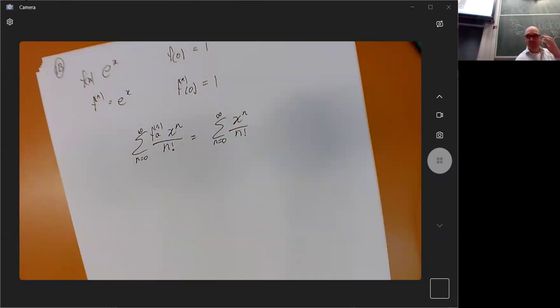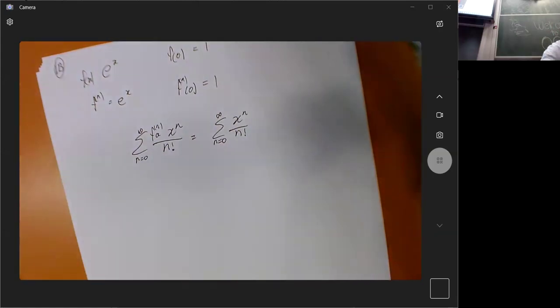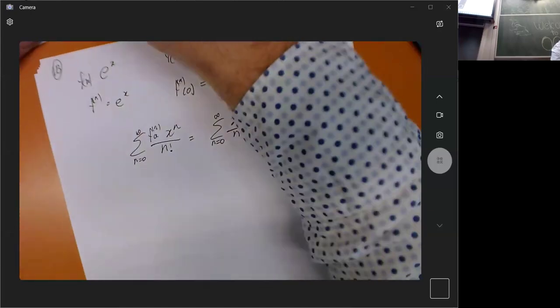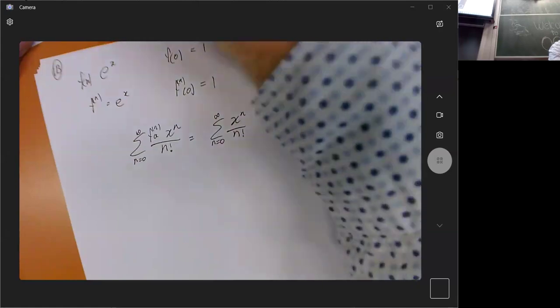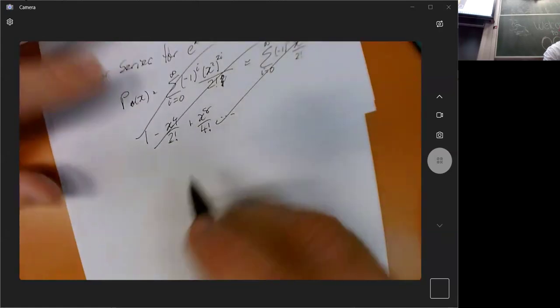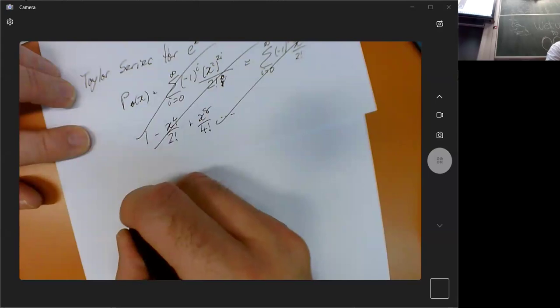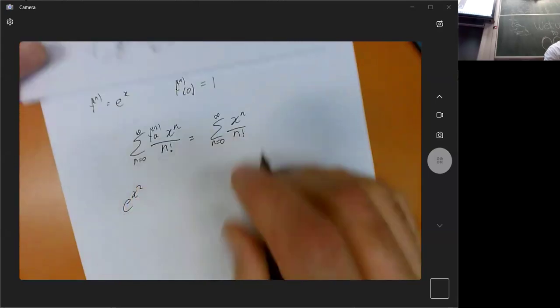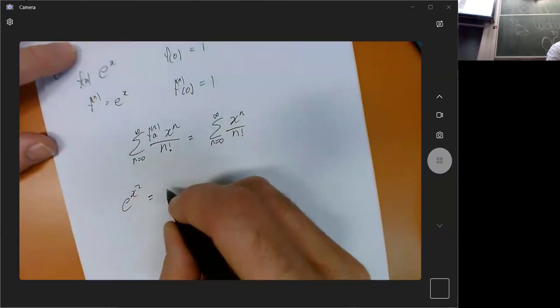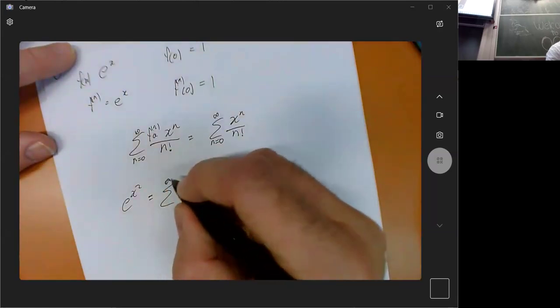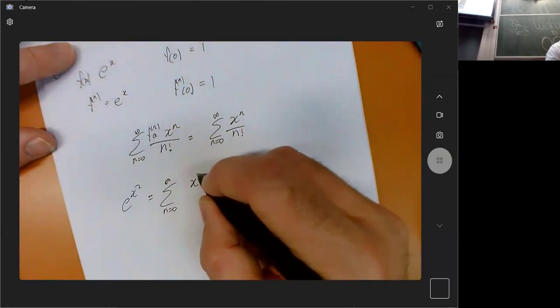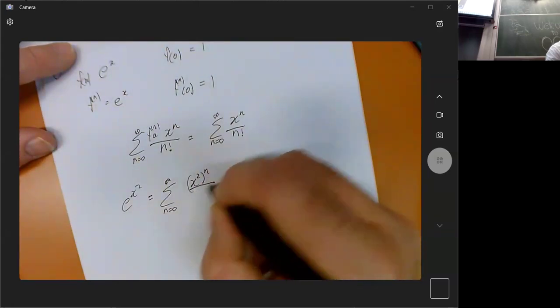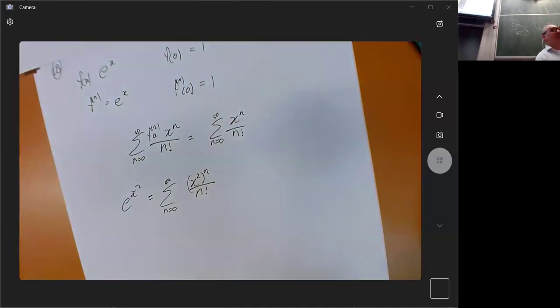Oh, did I do that? Yes. You know what I've done? That was the wrong thing to do. What we really should have done is e to the x squared. And so it should have been this one: the summation, n is equal to 0 to infinity, of x squared to the n over n factorial. See what you're talking about?